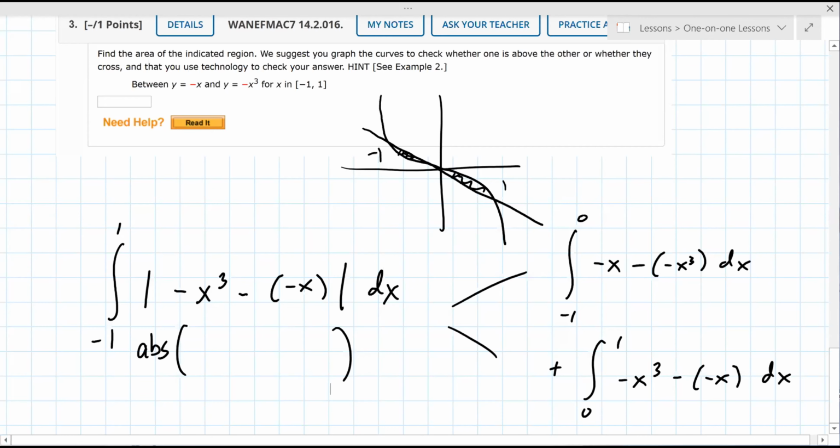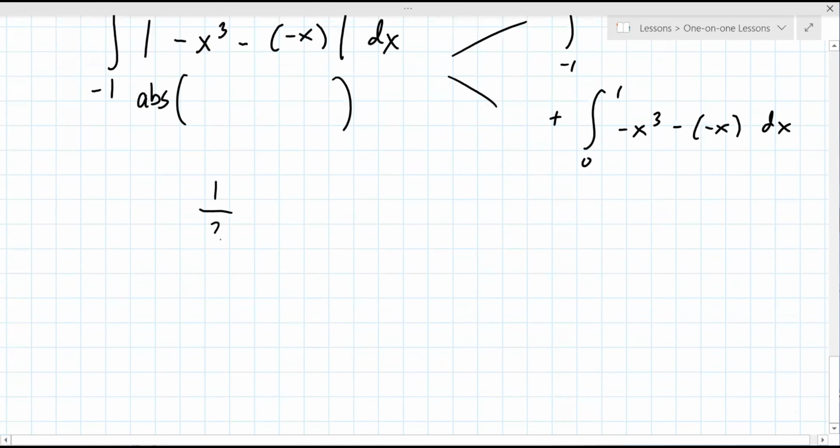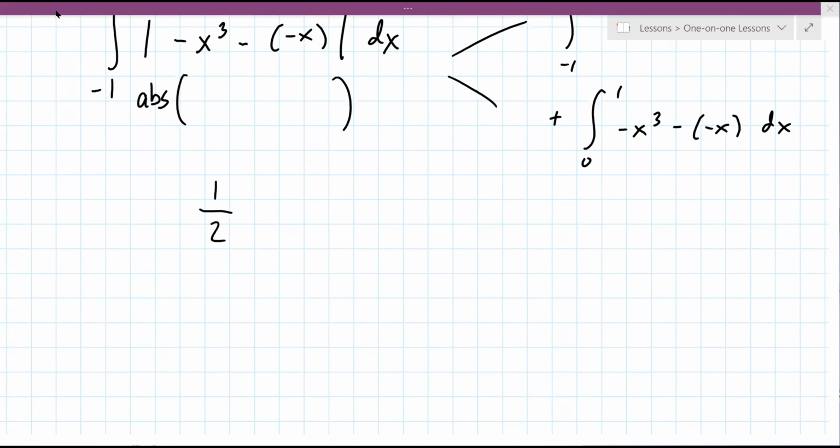So the answer here is 1/2 when you're done with all this, and it's a pretty big shortcut. This is not the way that they want you to do it, but it is the way that you can do this quickly without really knowing how to do it.